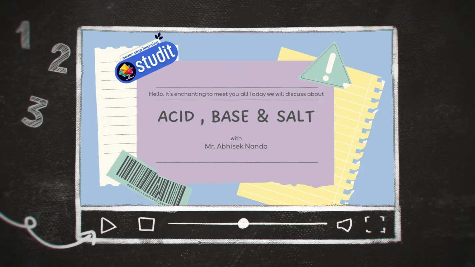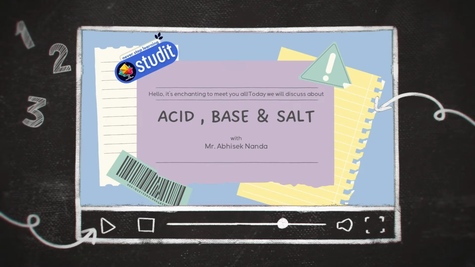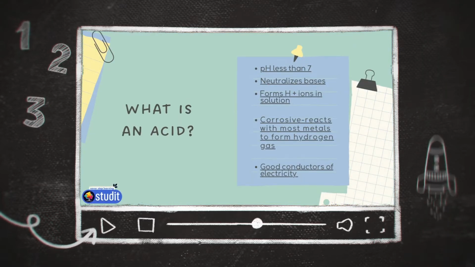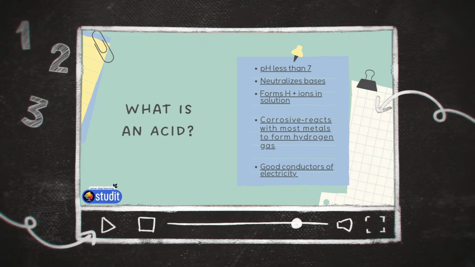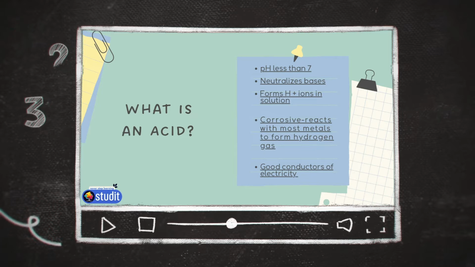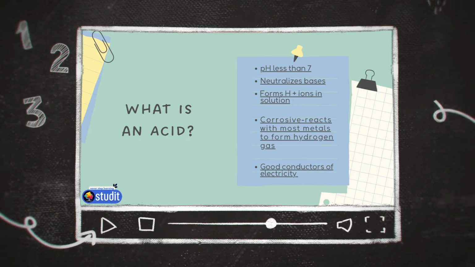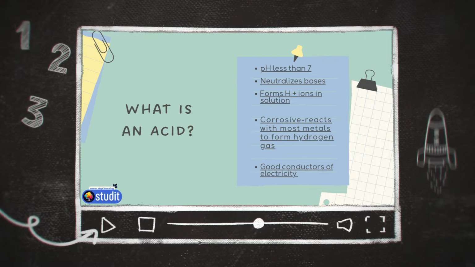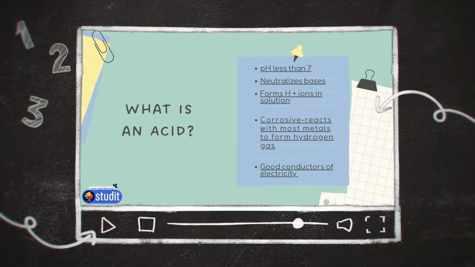Today we will discuss acid, base and salt. So let's start. What is an acid? There is a pH for every solution. It decides its acidity. What is acidity? A solution, either it is acid or it is base, or it has some properties of acidic nature or basic nature that we can identify from the pH.